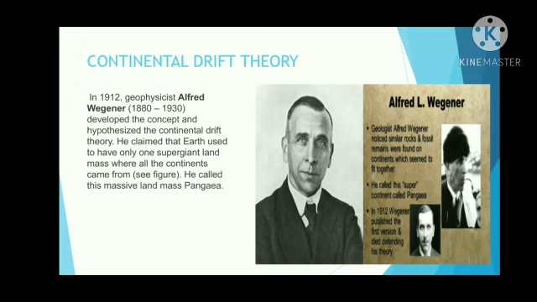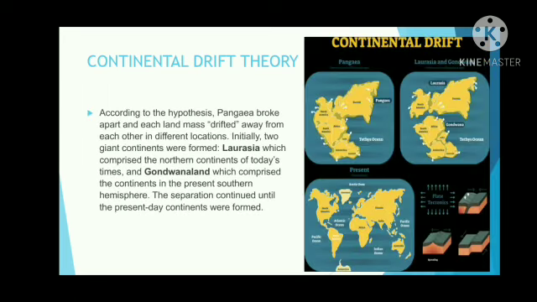In the early 20th century, German scientist Alfred Wegener discovered the theory of the continental drift. He believed that the continents had been drifting across the Earth. Wegener noticed that Africa and South America looked like pieces of a jigsaw puzzle. He believed all the continents were once connected into one supergiant continent called Pangaea. According to the hypothesis, Pangaea broke apart and each landmass drifted away from each other to different locations.